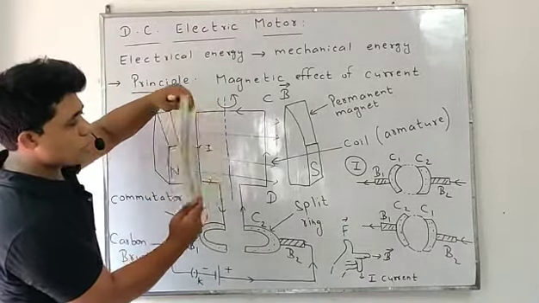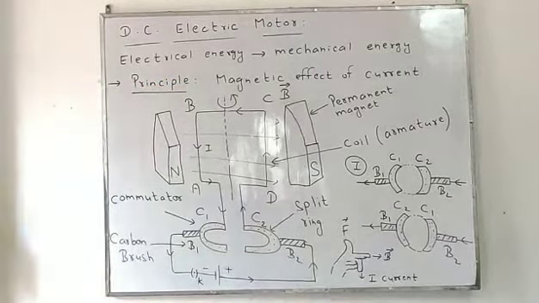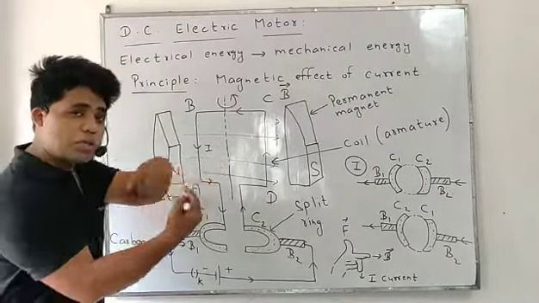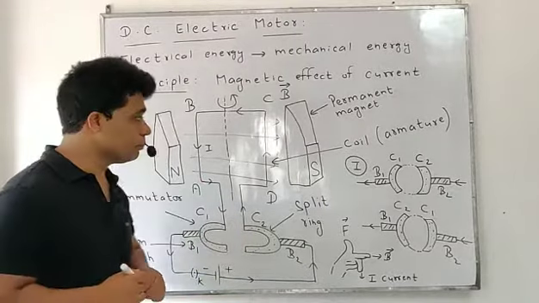So the coil starts rotation motion like this. As a result it experiences force and it starts rotation motion. Now students, what happened in the next half cycle?